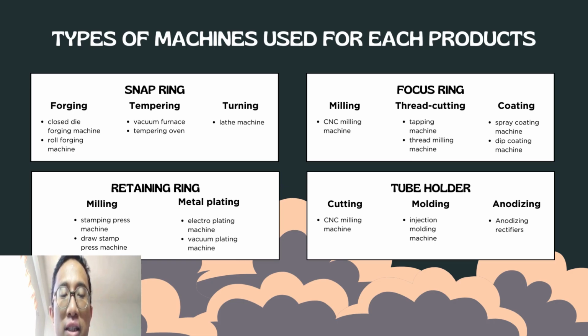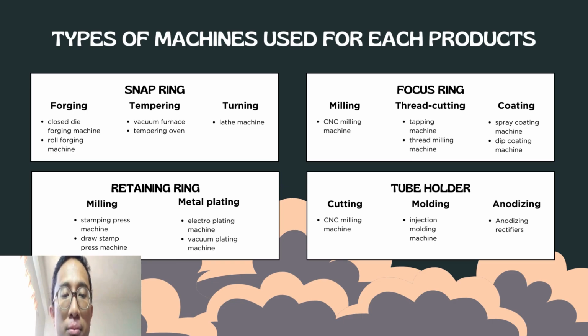For the retaining ring product, we only do the milling process and the metal plating process. For the milling process, we use a stamping press machine and also a draw stamping press machine. For the metal plating process, we use an electroplating machine and a vacuum plating machine.